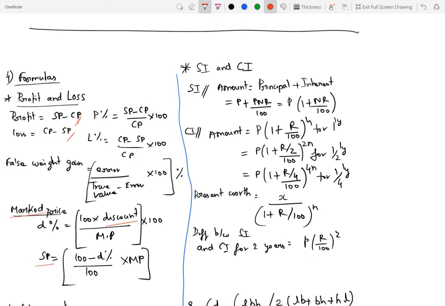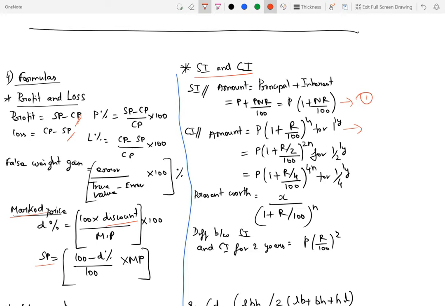Next one is simple interest and compound interest. In simple interest, amount is equal to principal plus interest. Principal is P, interest is PNR by 100, we all know that, so we will get this equation. In compound interest, amount is equal to P into 1 plus R by 100 the whole power n. This is for 1 year, and for the half yearly term, P into 1 plus R by 2 by 100 into whole power 2n.